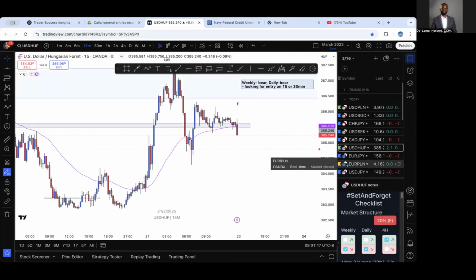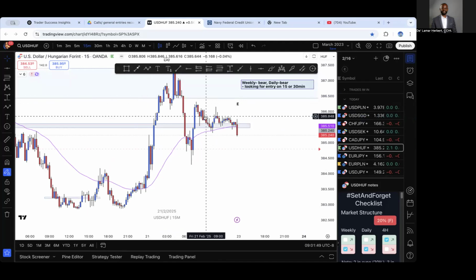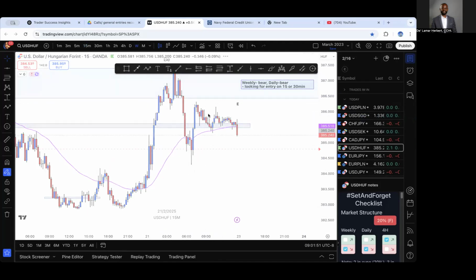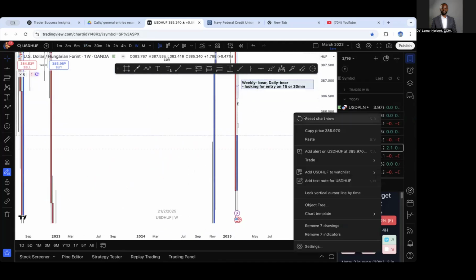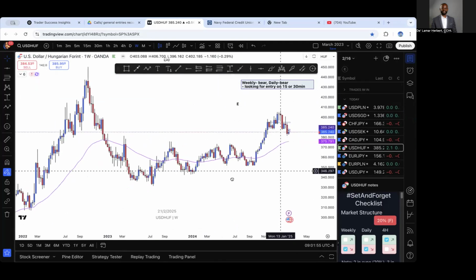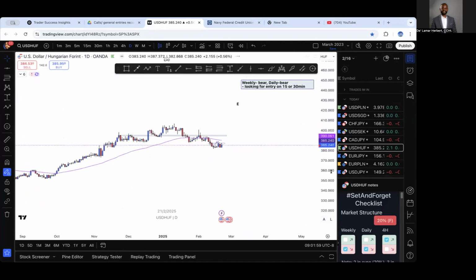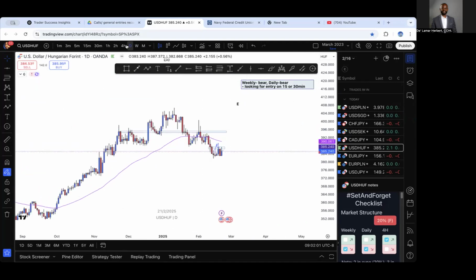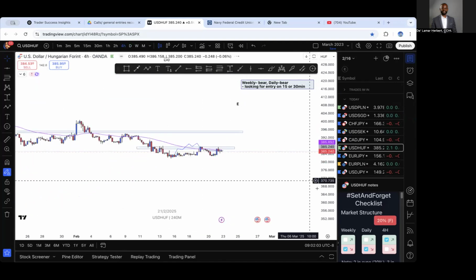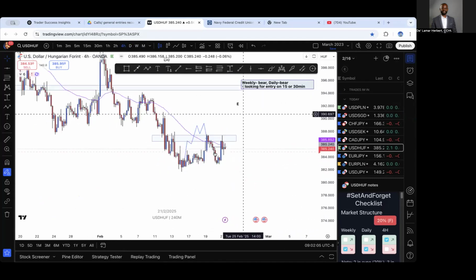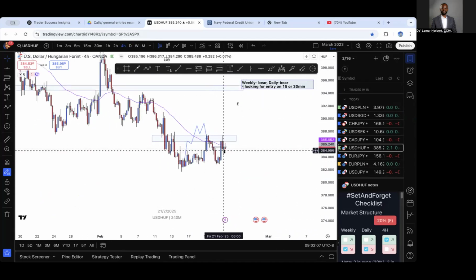Okay, next, USD JPY. Let me take it back. Weekly bearish. Daily bearish. 4-hour bearish. We had that tap back in here, right?